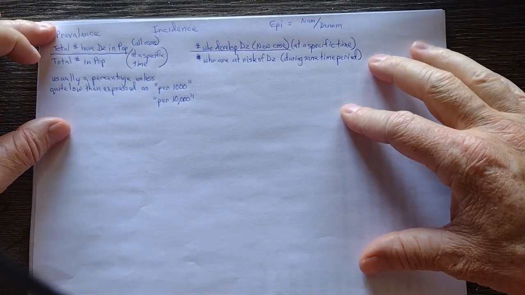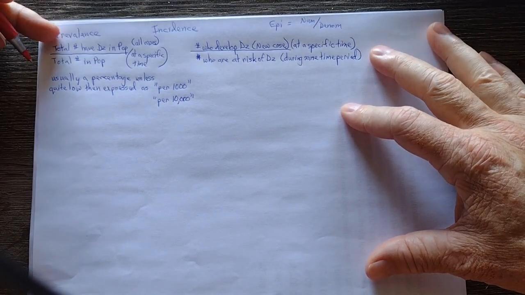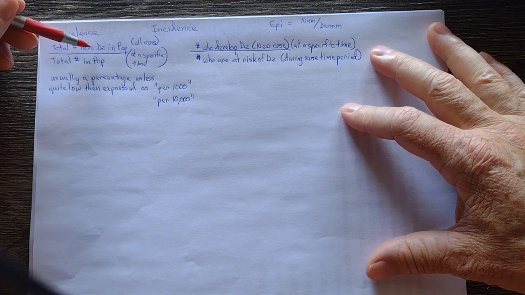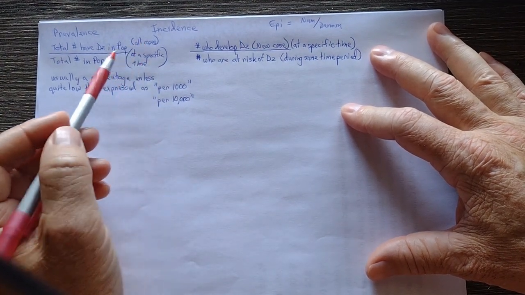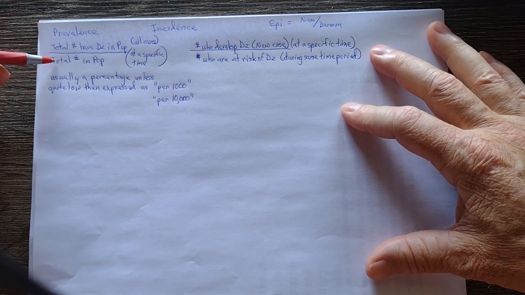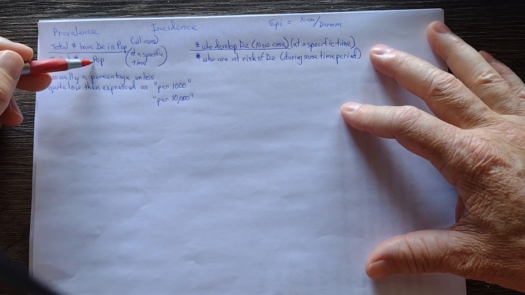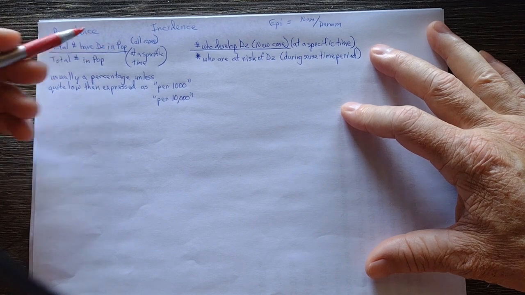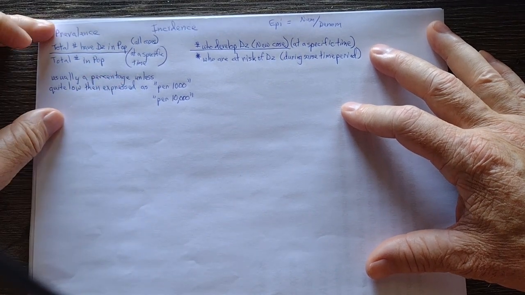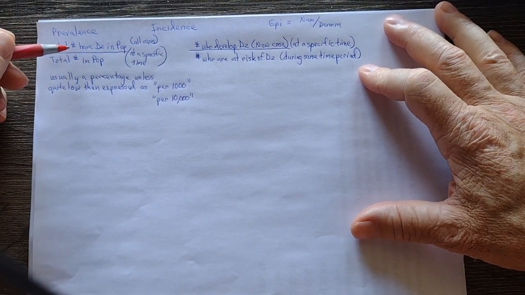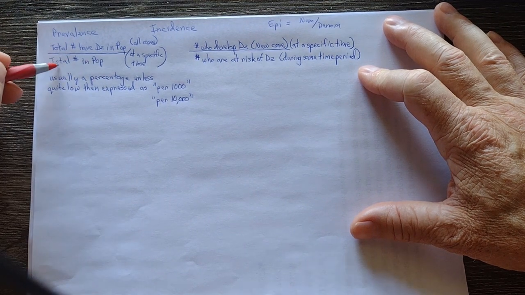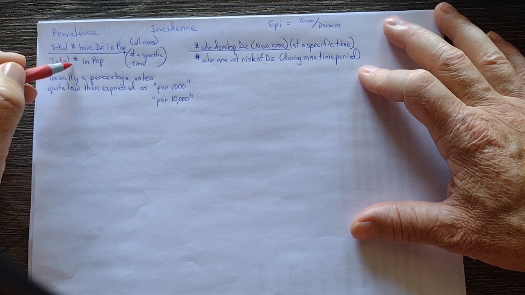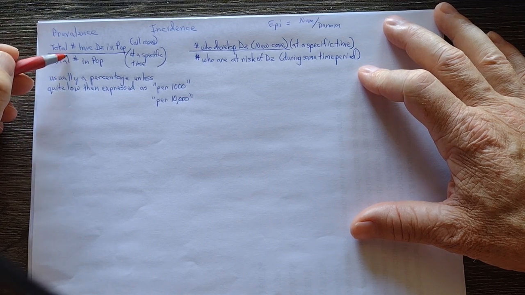And so when we're looking at prevalence, we're actually talking about the total that have the disease in the population, or all cases, divided by the total number that are in the population, and all of these are at a specific time. So remember, the number that have the disease in that population and the total number of people in that population. That is the prevalence.